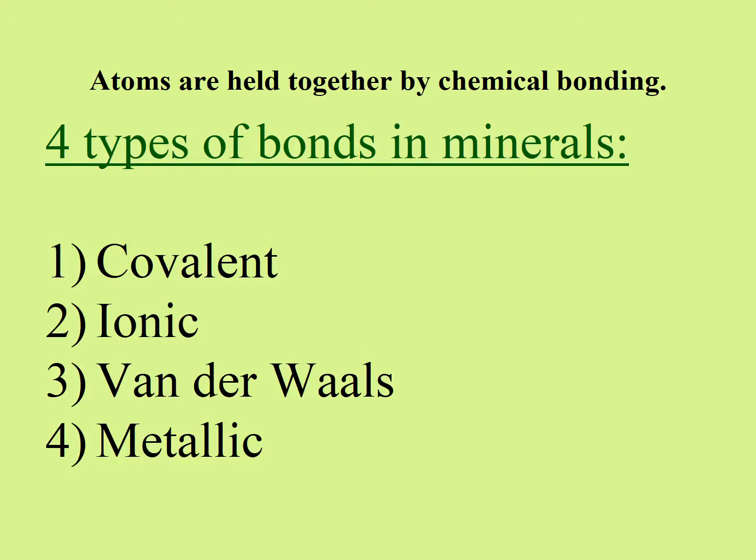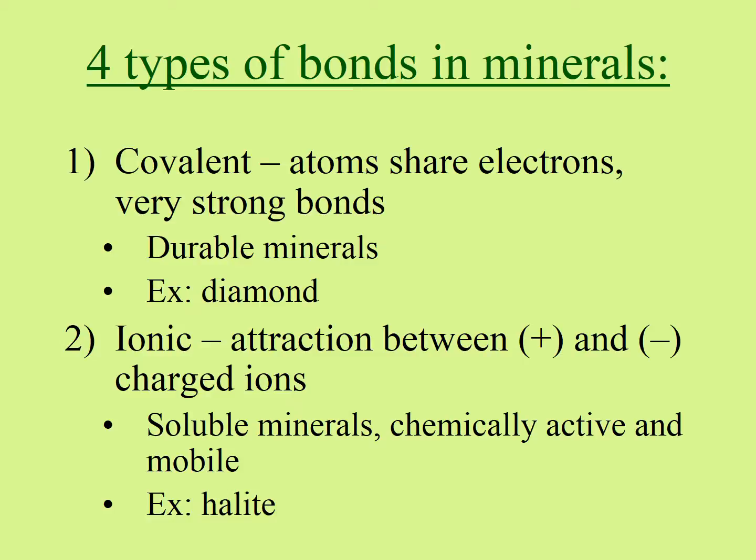When we look at how atoms are held together in different minerals, we have to recognize that there are very different kinds of bonds, and we're going to look at 4 of those. We're going to look at covalent bonds, ionic bonds, van der Waals bonds, and metallic bonds. In a covalent bond, atoms share electrons. These tend to create very strong bonds. That leads to more durable materials. An extreme example of this would be a diamond, but even quartz has covalent bonds within it.